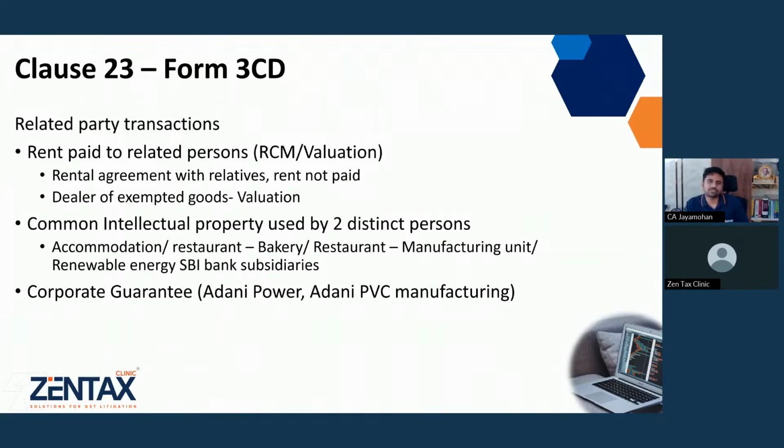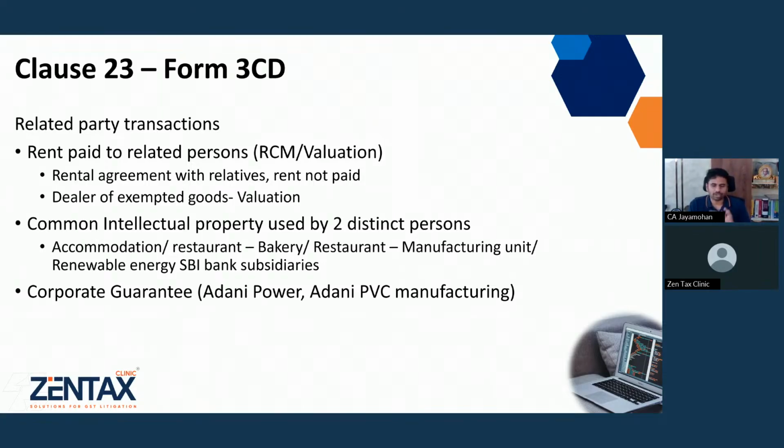So for this reason, even though there are transactions between related parties for which no consideration is charged, the GST officer might invoke the Schedule 2 provision, apply some value and charge GST on such transactions. So you have to be mindful, and you also have to review the transactions that are reported in your Clause 23 under Form 3CD.